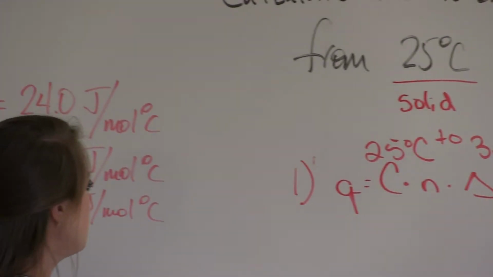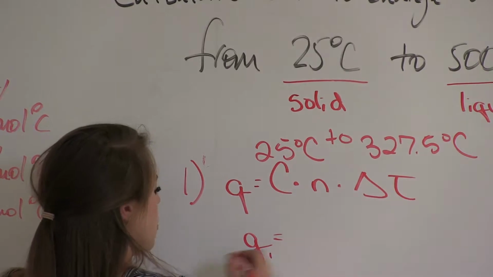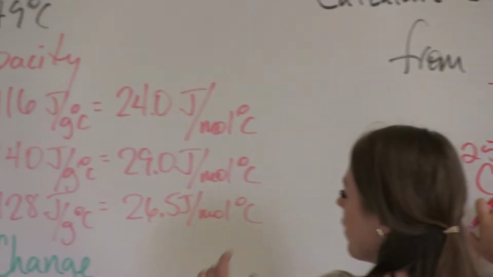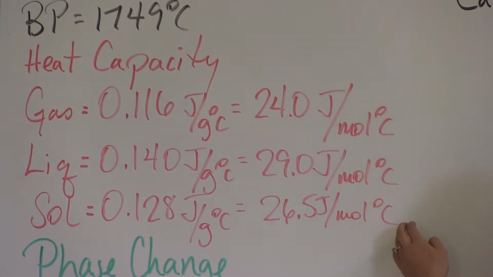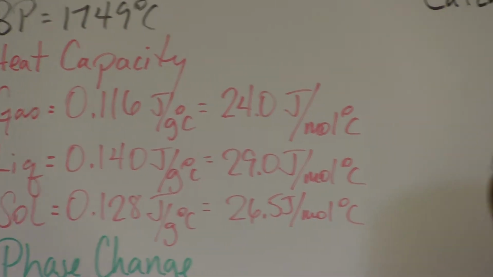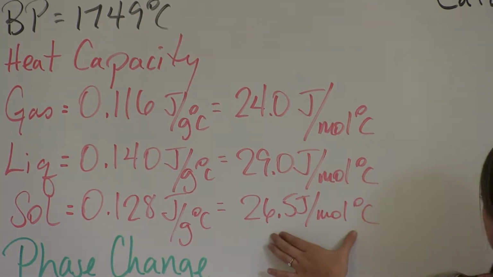Okay, so let's go through and do the problem for this. So the Q for this, and we'll call this our Q1 since it's our first heat, we need to find the heat capacity. We're in the solid phase. So if we're in the solid phase, we're going to use the heat capacity for the solid. So I'm going to do my calculations in moles. If you would like to do yours in grams, then you're going to use the specific heat. I'm going to use heat capacity.